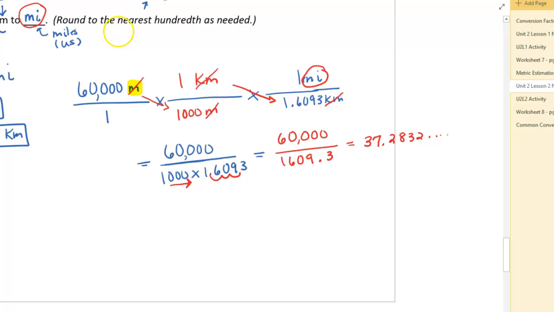So let's see, we're asked to round to the nearest hundredth. That's 2 decimal places. So 2 decimal places over is the 8. The number to the right is not 5 or bigger, so it remains 37.28. And the units that we're in now are miles.